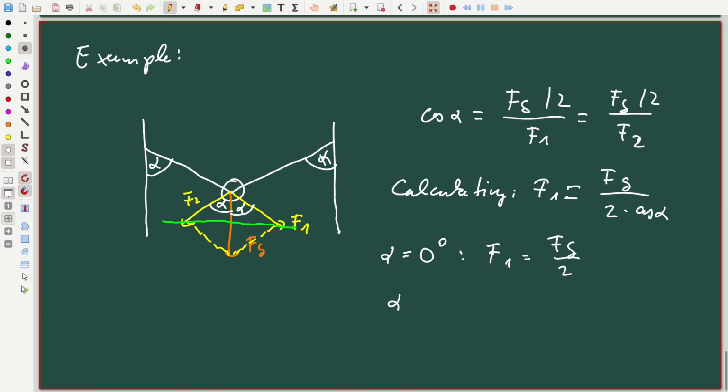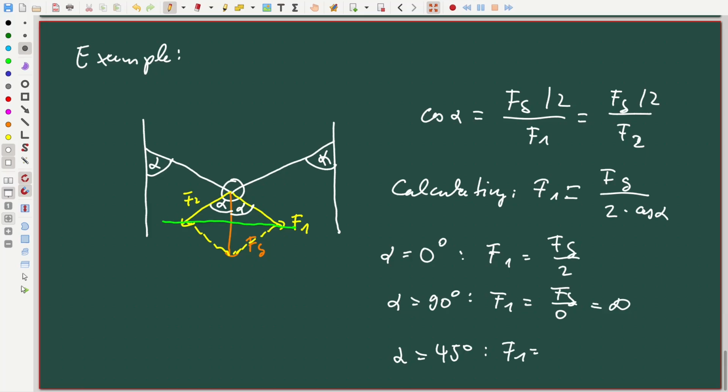So now we can also have a look at alpha equals 90 degrees, and cosine of 90 degrees is 0. So then our force F1 would be Fg divided by 0, and this is actually infinity. And this makes sense because an angle alpha of 90 degrees means that we hold these wires horizontally, and then this force which we have to apply in order to balance this gravitational force becomes extremely large until it reaches infinity when we reach alpha 90 degrees.